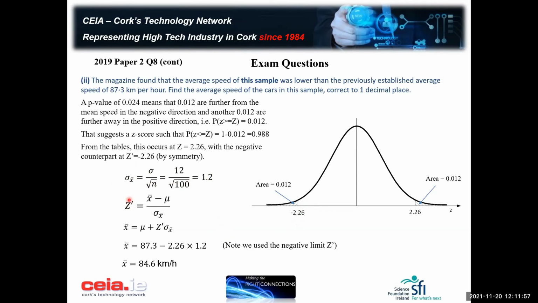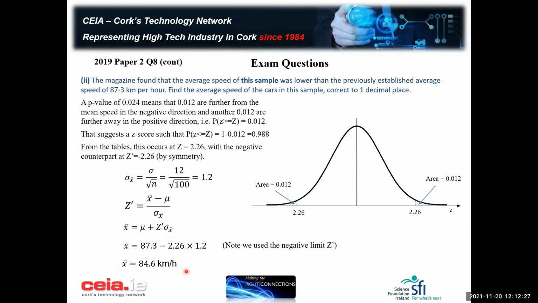So we have the Z, we know the mu, we're looking for the X. Rearranging this formula as usual, you find that the X is mu plus Z times the sigma. Plug in the numbers, and we get 84.6 kilometers per hour. And note that that is 2.26 standard deviations below the old average.